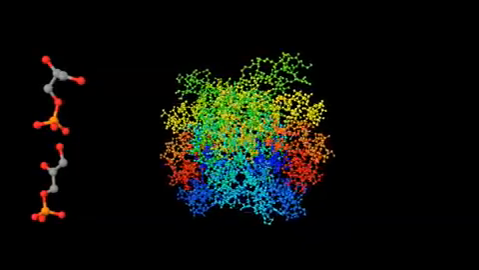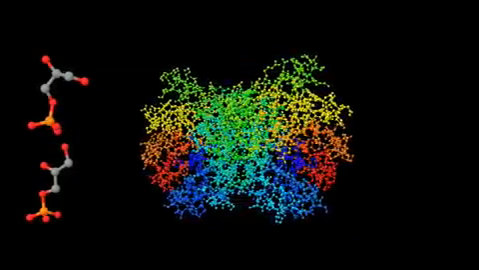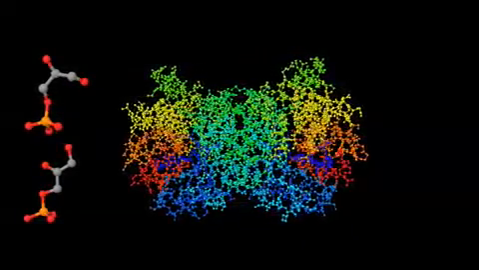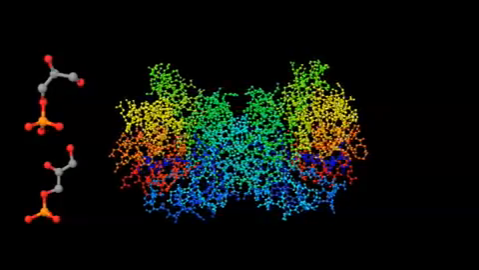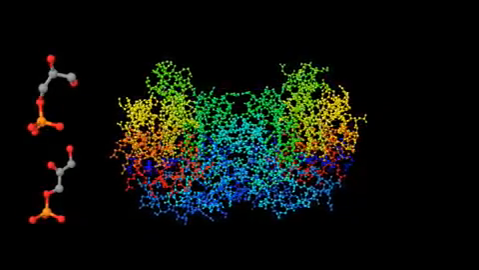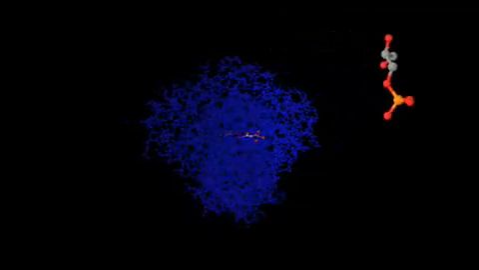Now, while the two halves of sugar are very similar, they are not identical. This molecule, triose phosphate isomerase, will change the shape of one of the pieces to be identical with the other. And we end up with two molecules of glyceraldehyde 3-phosphate.